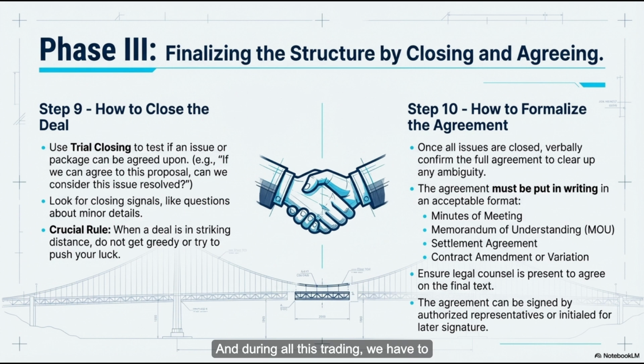And during all this trading, we have to remember that what we say is only a tiny part of the communication. A tiny part. Spoken words are, 7%? Voice and tone are 38%, and body language is a staggering 55%. So every crossed arm, every shift in posture is sending a signal. Huge signals. Crossing your arms can mean you're not receptive.